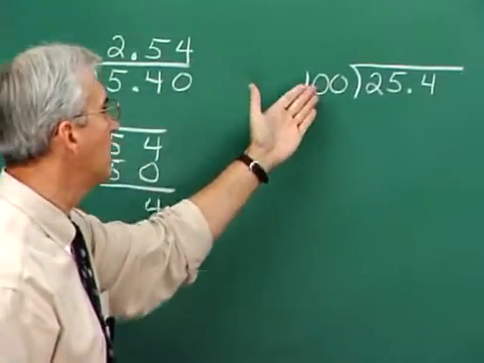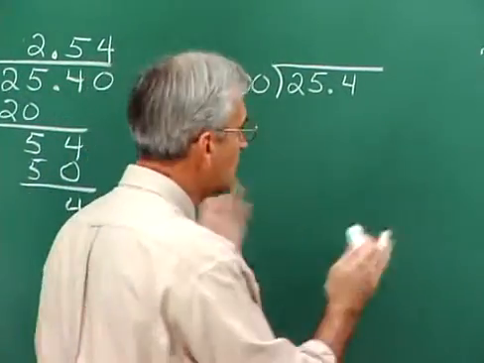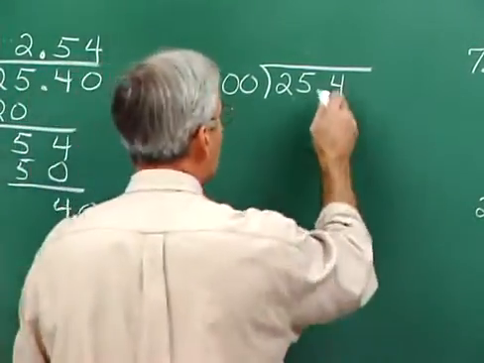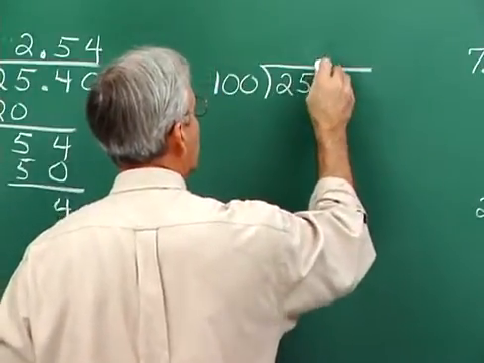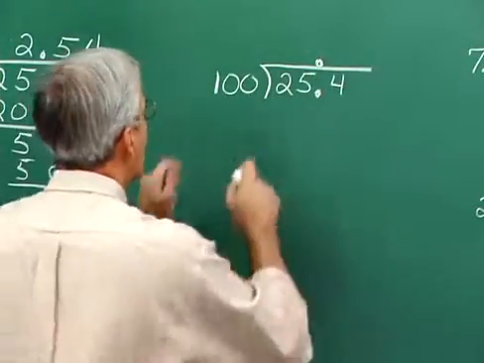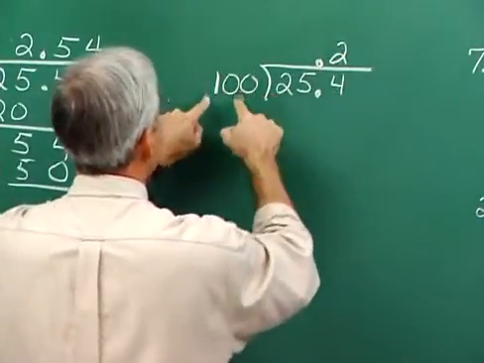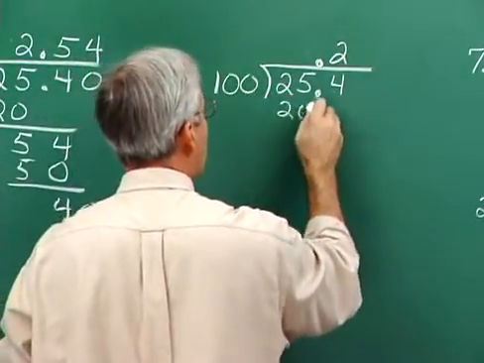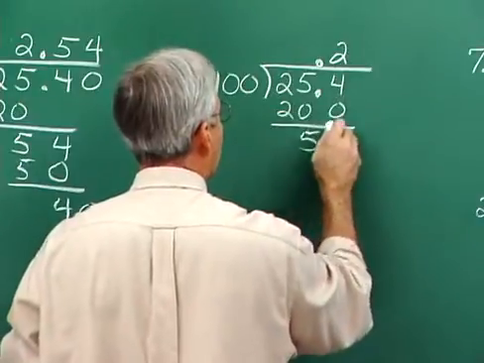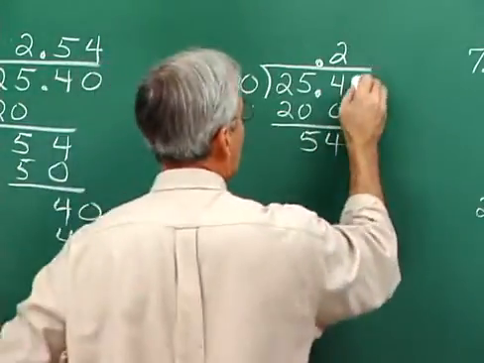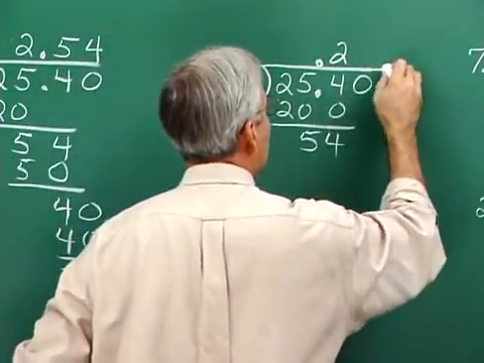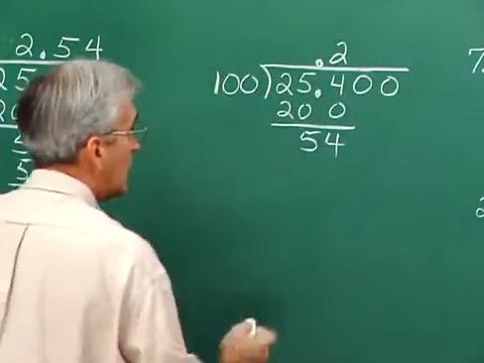Here, 100 into 25.4. Very similar idea. We can go through the long division process. The decimal goes straight up to the top. We have 100 into 254 goes 2 times. 2 times 100 is 200. With 54 as the remainder. Bring down a couple of zeros here as placeholders for us to continue the division.